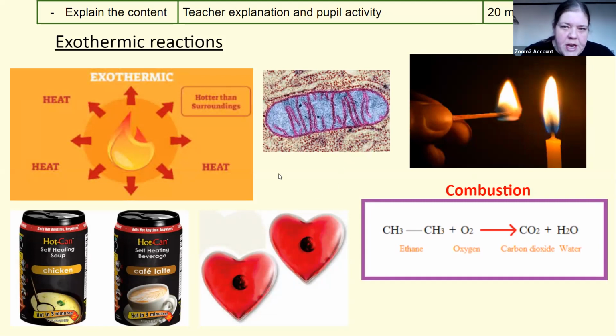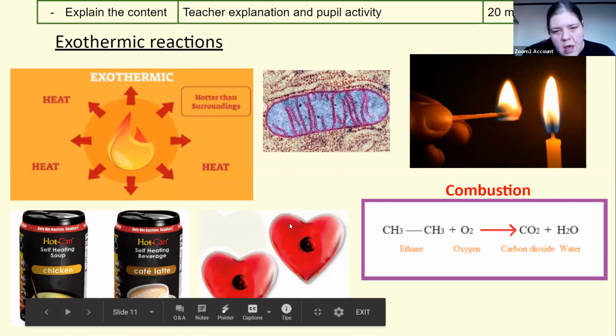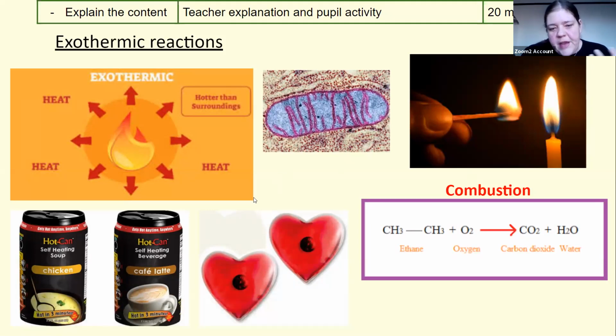Another use of an exothermic reaction is hand warmers. A lot of us use these, and you click that little metal piece inside the hand warmer, it starts the chemical reaction, and then you hold it and it releases heat, keeps you nice and warm.